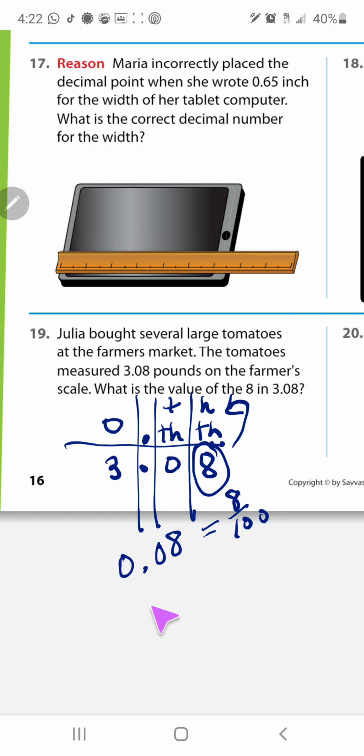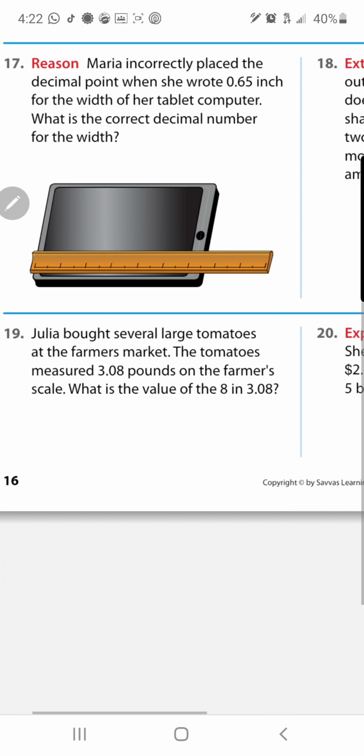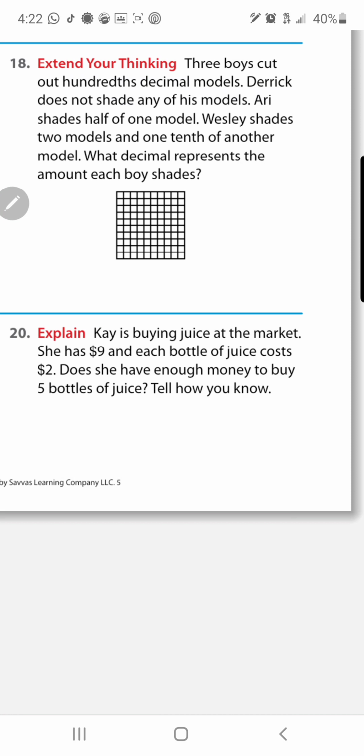And in word format, it would be 8 hundredths. Like so. All right, hopefully that makes sense to you. Let's move on to the last one, number 20. It says Kay is buying juice at the market. She has $9 and each bottle of juice costs $2. The question is asking, does she have enough money to buy 5 bottles of juice?